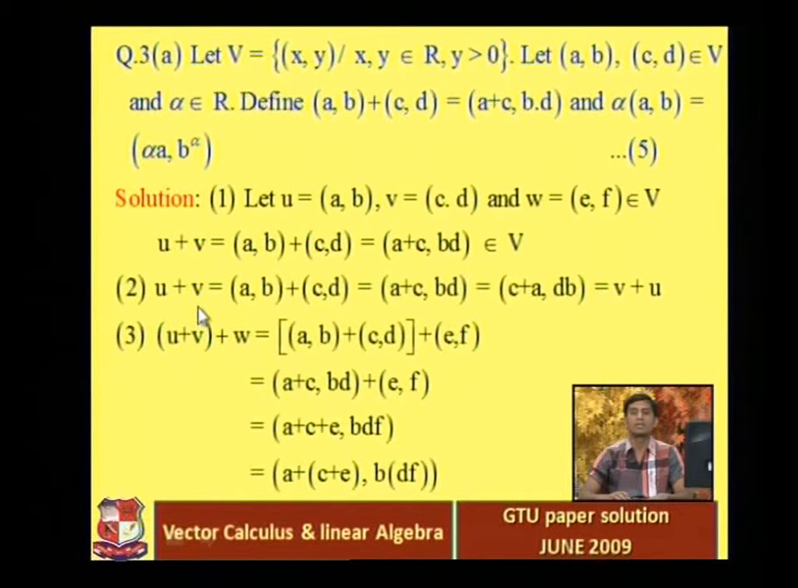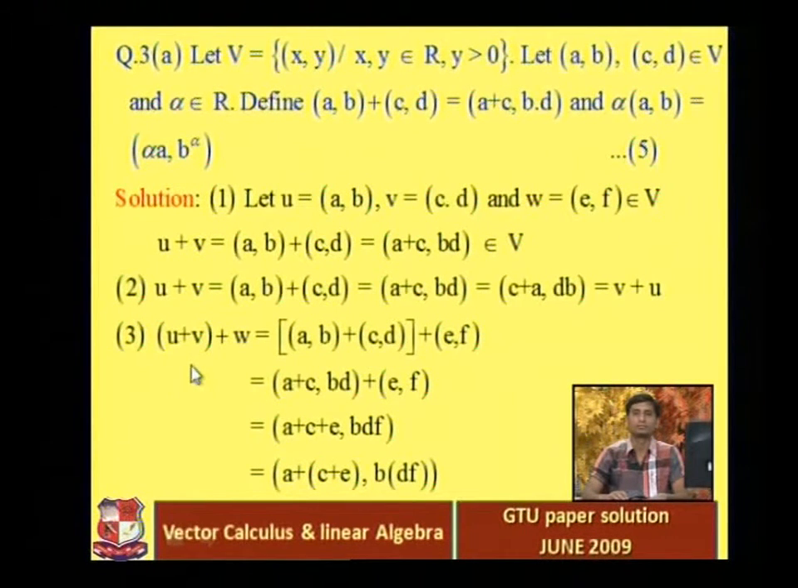Next, u plus v is equal to (a, b) plus (c, d), which can be expressed as (a plus c, b into d), using this definition. Now a plus c can be written as c plus a, because real numbers already have the commutative property, and b into d can also be written as d into b. So this is equal to v plus u, that is (c, d) plus (a, b). So u plus v is equal to v plus u.